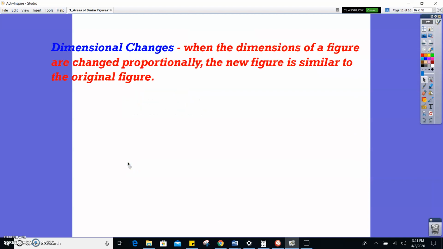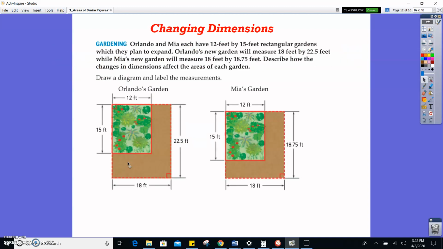All right, dimensional changes. When you change the dimensions of a figure, and they're changed proportionally, then the new figure is similar to the original figure. So we have Orlando and Mia. Both of them have a garden. Both of their gardens are 12 by 15, but they plan to expand them. Orlando's new garden will measure 18 by 22.5 feet, while Mia's new garden will measure 18 by 18.75 feet. We want to describe how these dimensions are changing the areas.